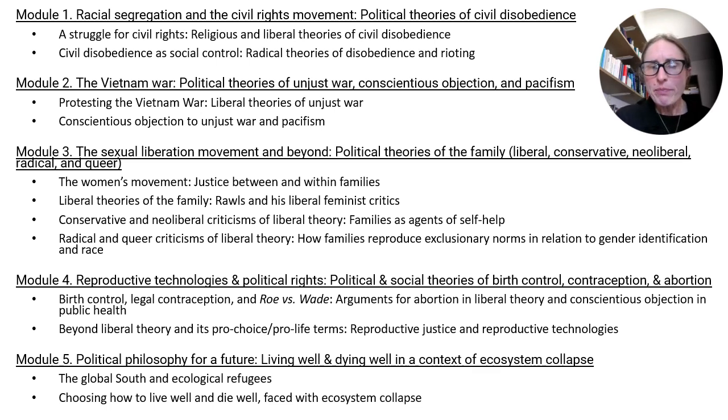In Module 3, we'll turn to the sexual liberation movement and beyond, across the 1960s and 70s and into the present. We'll look at the political theories of the family that were proposed by liberal thinkers like John Rawls in the 1960s and 70s, and how Rawls's theory became a target of friendly liberal feminist critics in the women's movement. We'll look at those theories of justice between and within families and liberal theories of the family.